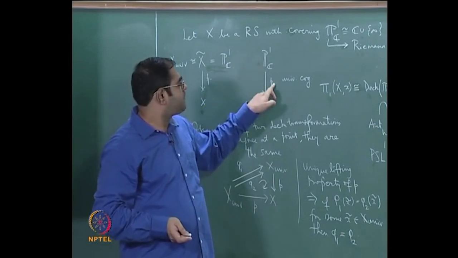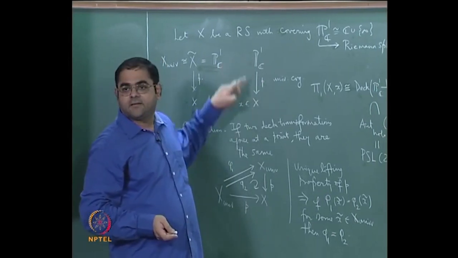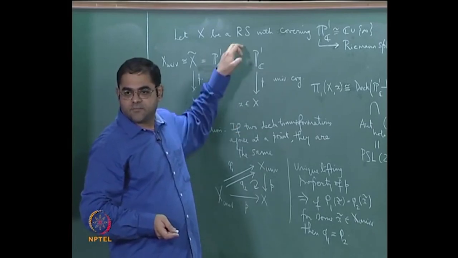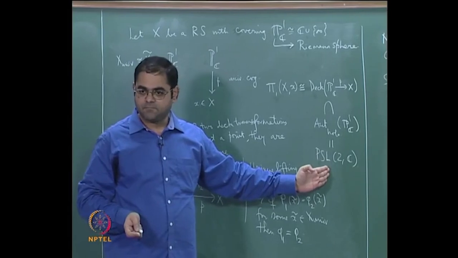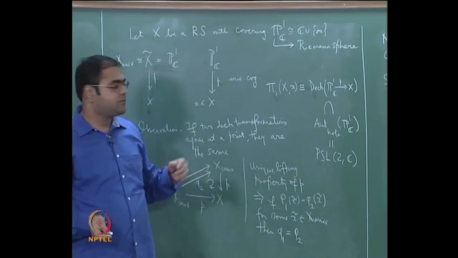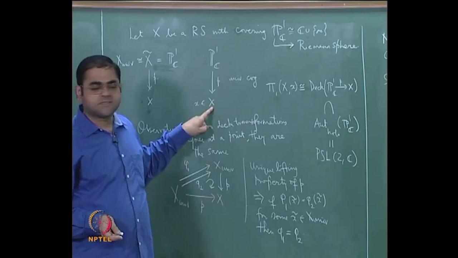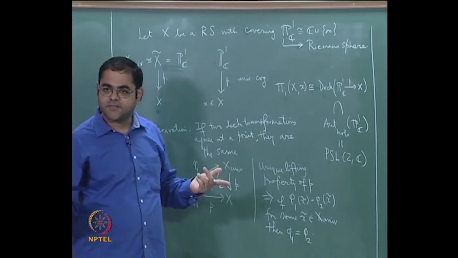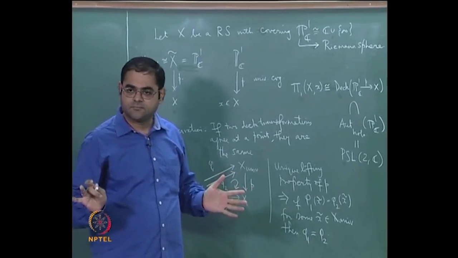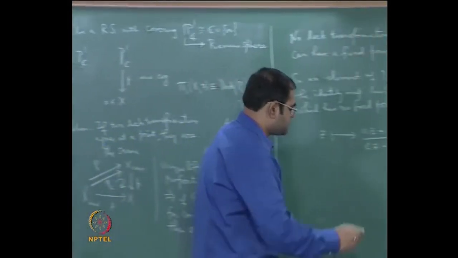And this map P will just have to be an automorphism of the Riemann sphere, and therefore it has to be an element of PSL2C. So this discussion tells you that any Riemann surface which has P1 as the universal cover has to be isomorphic to P1 itself and nothing more. So let me write that down.